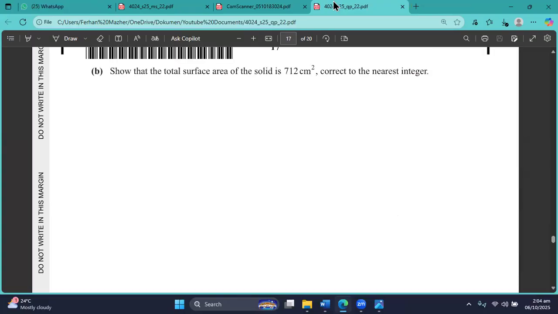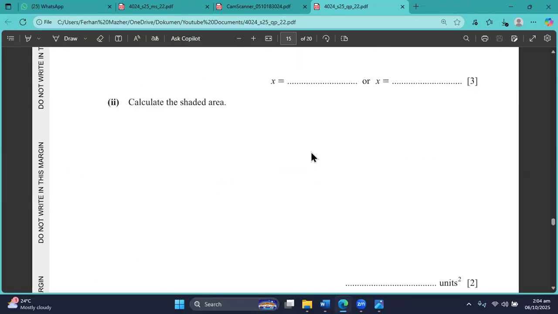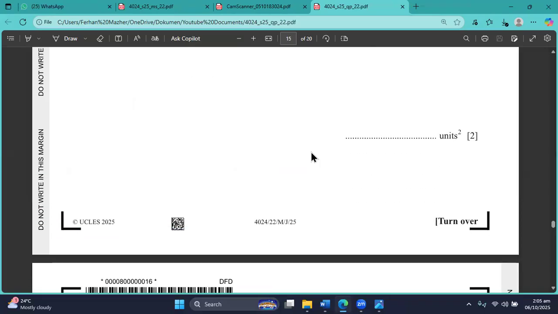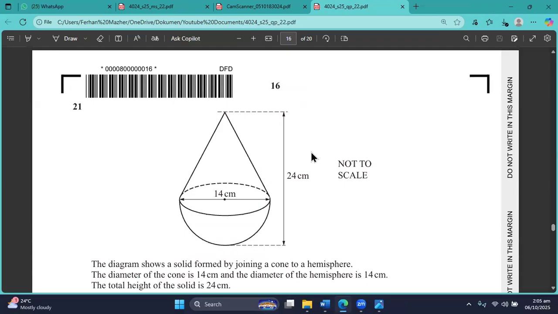B part, show that the total surface area of the solid is 712 centimeters square, correct to the nearest integer. If you want to find out the total surface area of this solid, you see it has a cone, the curved surface of the cone, I mean the walls of the cone, and the curved surface of the hemisphere. To find the curved surface of the cone, you need the slant height. If you know the vertical height of the cone and you know the radius of the cone, very easily you can find the slant height.